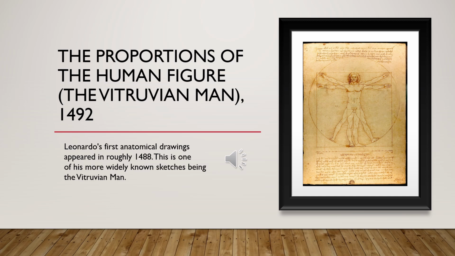Leonardo's first anatomical drawings appear in roughly 1488. One of his more widely known sketches is the proportions of the human figure, the Vitruvian Man, dated 1492.